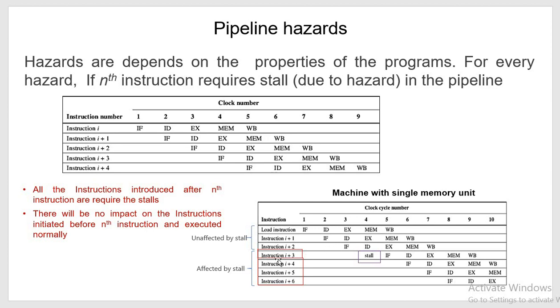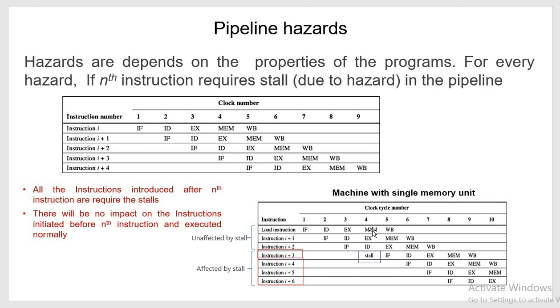Now we will look at the instruction I plus 3. It is the third instruction after the load instruction. During the fourth clock cycle the first instruction was busy reading the data from the memory, the second was busy executing the instruction I plus 1, and the third was busy decoding the instruction I plus 2. And in the fourth cycle, the first stage of the I plus 3 instruction will have to be fetched from the memory.